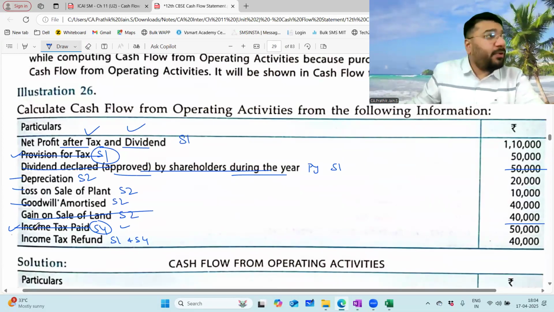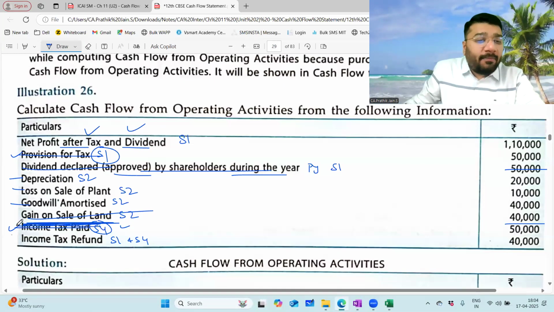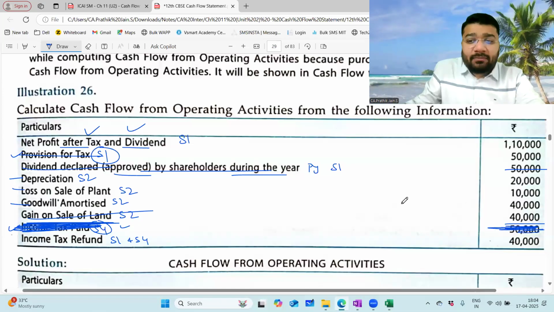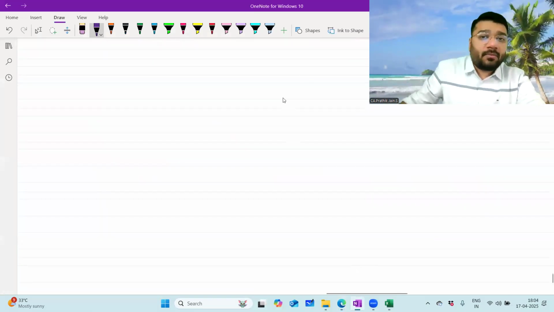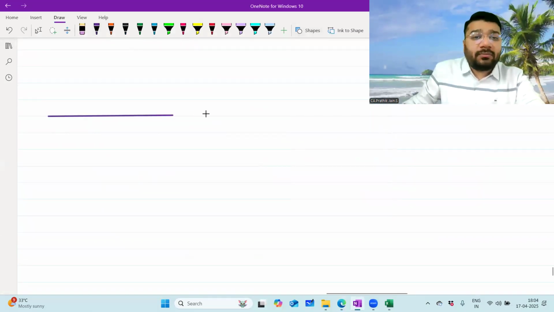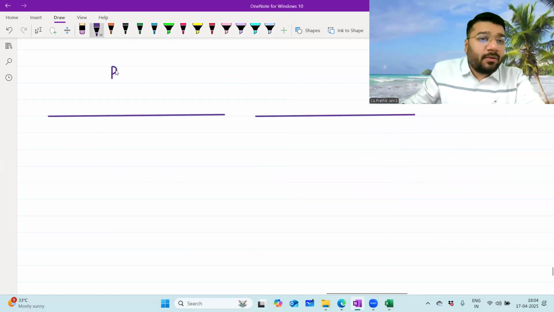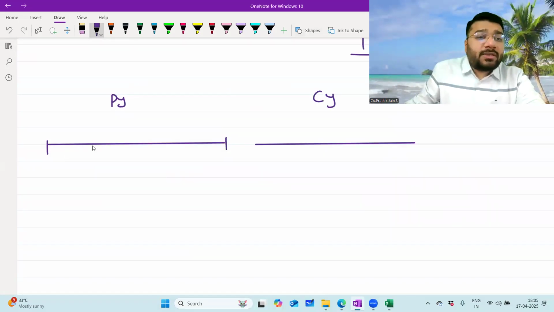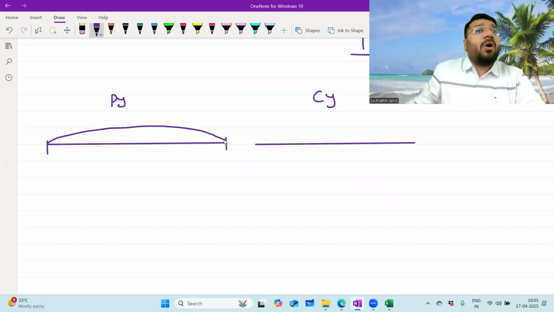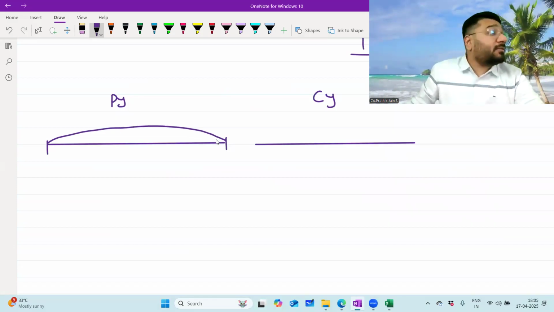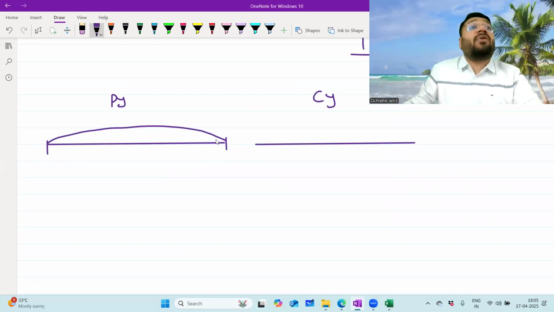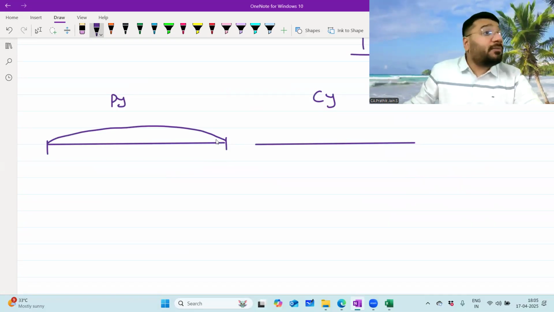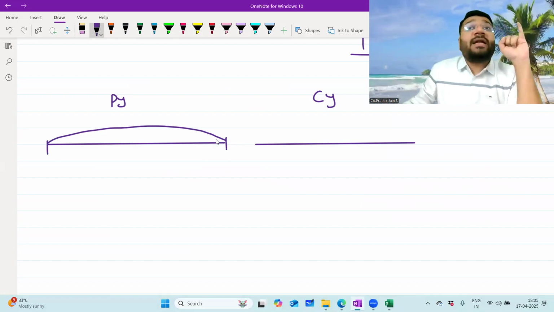Now imagine the same question, but income tax paid of 50,000 is not given. Only provision is given. Now understand this concept. Listen very carefully, keep your pen down. Previous year, current year. Whatever income you earned in the previous year, on that, can you approximately calculate your tax? Yes. So the prudence concept says provide for all your expenses and losses. So provision is created. Why? Because the first condition for provision is what?